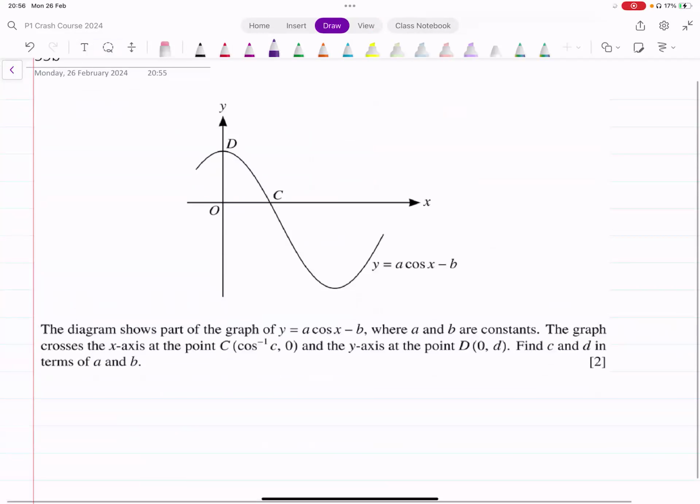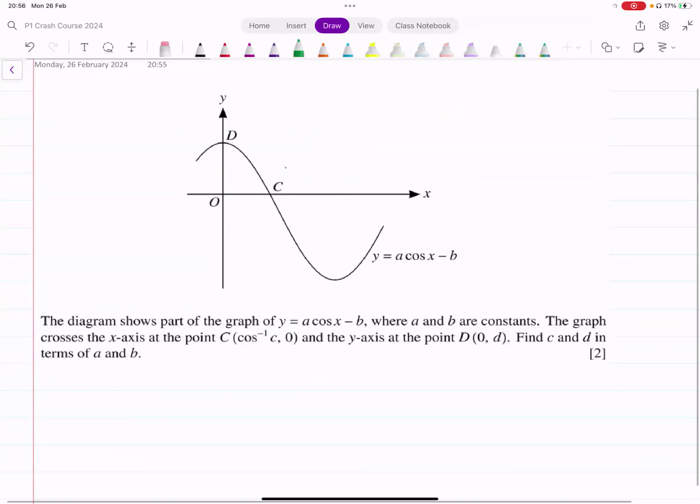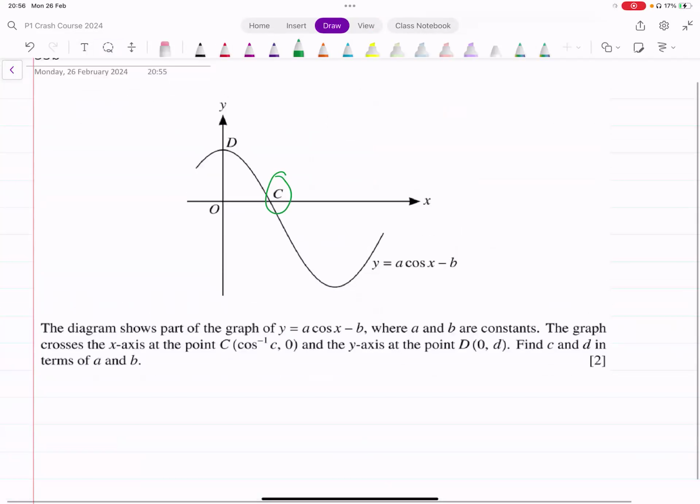Okay, so it says the diagram shows part of the graph of y equals a cos x minus b, where a and b are constants. The graph crosses the x-axis at the point C. You can see that here, this is the point C. And the y-axis at the point D. This is the point D. Find C and D in terms of A and B.